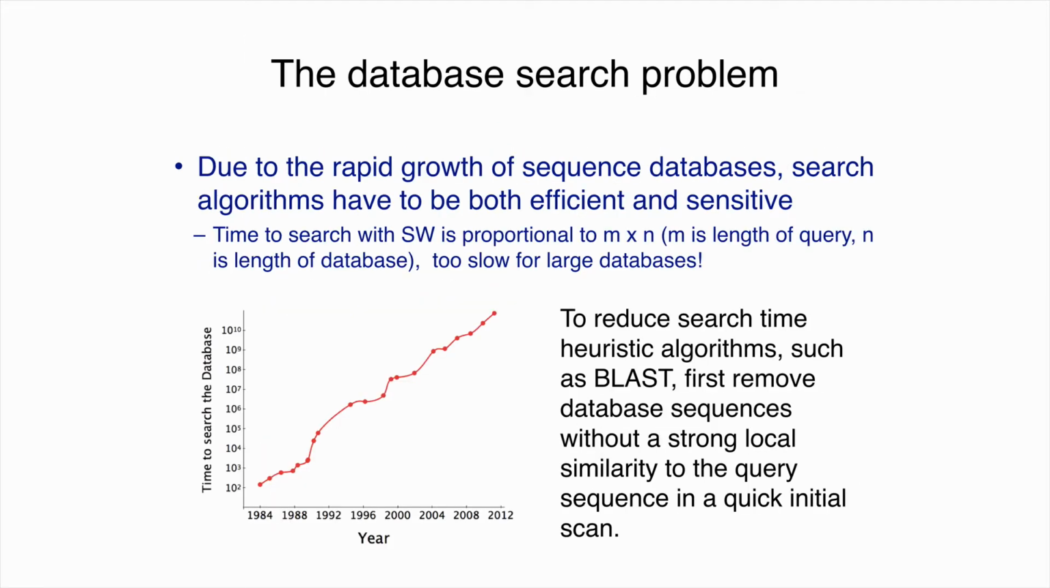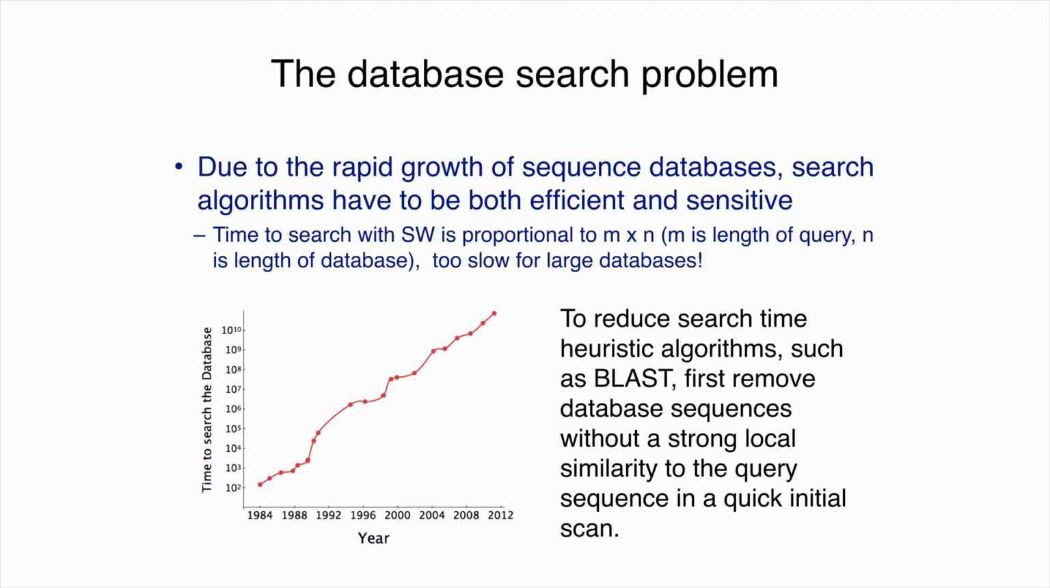Now, unfortunately, as databases in the mid-80s and later started to grow at these exponential rates, doing straight Smith-Waterman was just too slow to be useful. So to reduce the search time, we needed to use little shortcuts, we call these shortcuts heuristics, to make things more tractable. So for example, the common and well-known BLAST algorithm uses a modified form of Smith-Waterman that first removes database sequences without a strong local similarity to the query sequence in a quick initial scan.